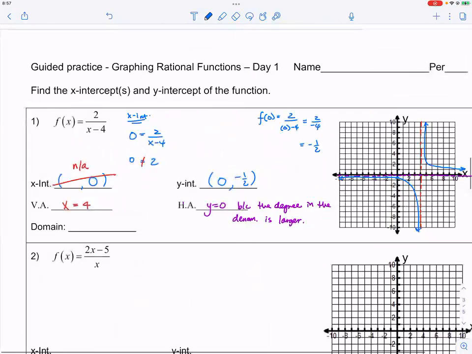Now the domain. Since you know the vertical asymptote, since you know the restriction, then we can write down the domain. The domain is going to be from negative infinity to 4, and from 4 to infinity. So x values could be everything but 4, because if x is 4, the denominator becomes 0, and the fraction will become undefined.